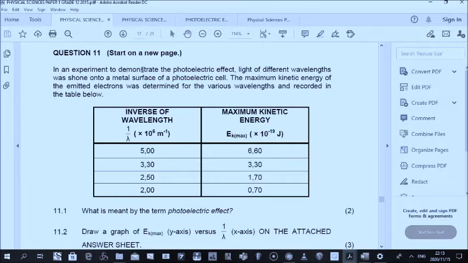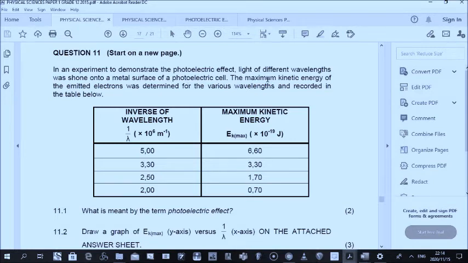In an experiment to demonstrate the photoelectric effect, light of different wavelengths was shone onto a metal surface of a photoelectric cell. So always try and understand what you're reading. So you have a metal surface and you have a light source, and different light wavelengths of the same light source.